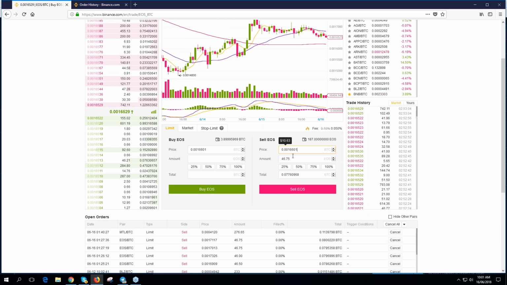Remember the first target price? 16,909, right? So I'm selling it for 16,909. I bought them here for 16,063. I'm selling them for 16,909. And I put in my order. And I click sell.